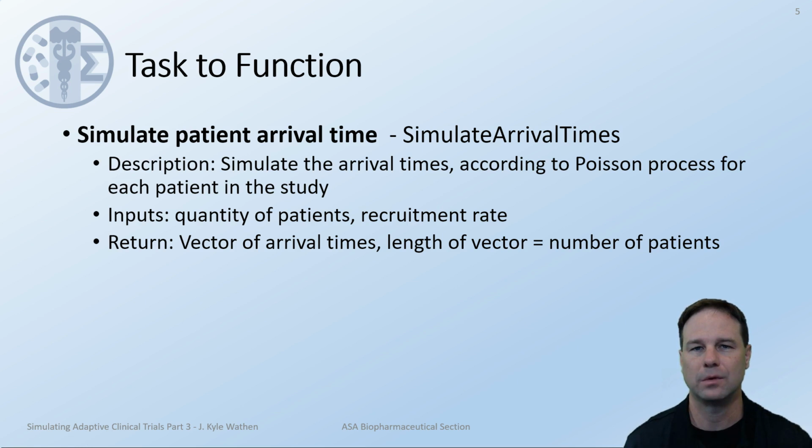So with this one, what we would like to do is to simulate the arrival time according to a Poisson process for each patient in the study. The inputs would of course be the quantity of patients and the recruitment rate. In many trials there's actually a ramp up, but for simplicity we won't consider that for now. What we would like is for this function to return a vector of length equal to the number of patients. This would represent the start time in the trial for each patient.